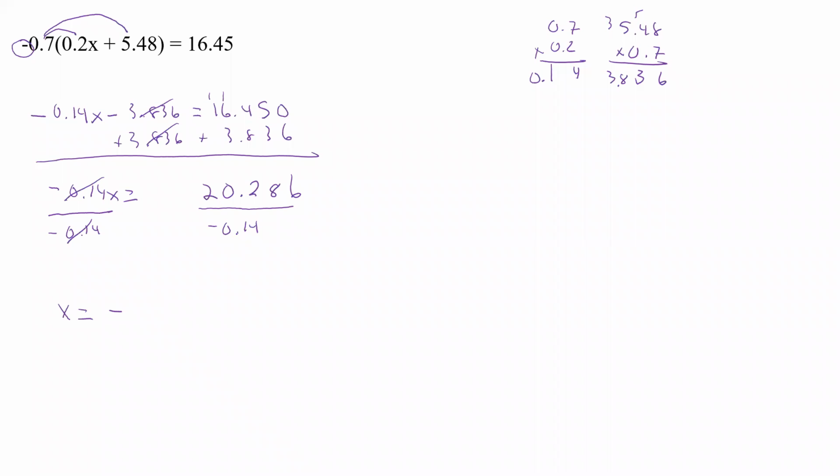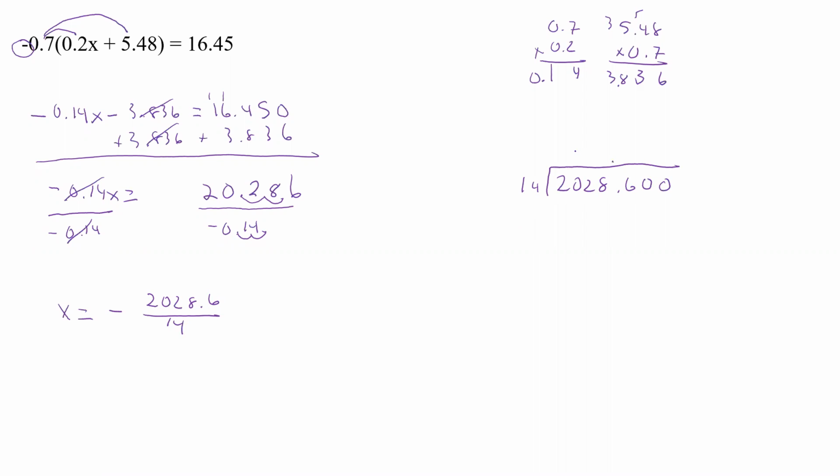Now, when I do that, I have to move the decimal 1, 2 here, and 1, 2 here. So it's really 2028.6 divided by 14. Well, we could reduce that, but let's just divide it. It's just as easy, I think, in this case. So 2028.6. Who knows how many more zeros we'll need.